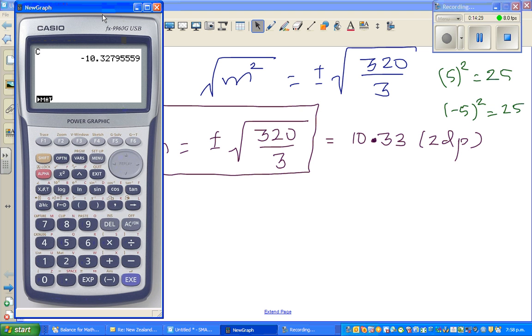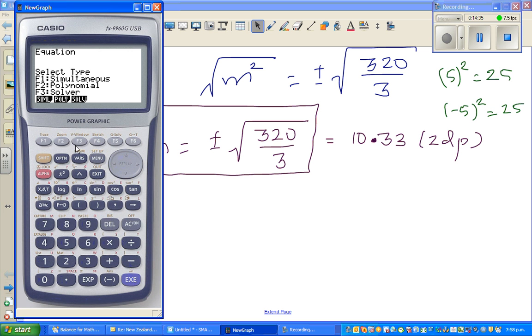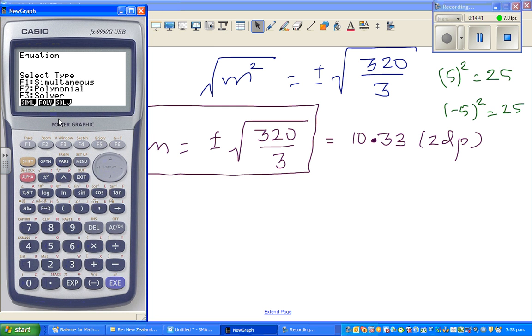Okay, now to check your answer, you go to your equation menu. If I'm going quite fast, you can stop my video and listen to these steps again. So go to equation, go to F2, which is a polynomial, and this is a second degree polynomial. I've already saved something, so let me delete it first. So you go to second degree. What is your A? A is 4. Now your b is the coefficient of x. The coefficient of x was minus m.